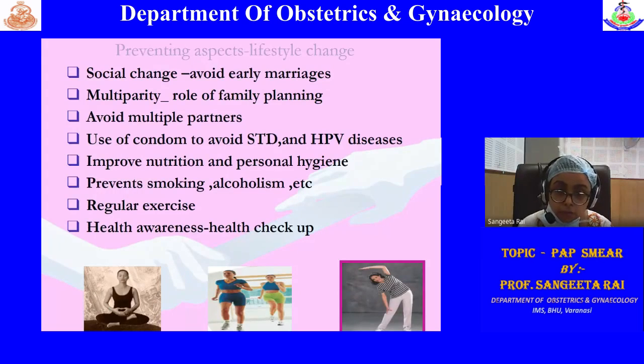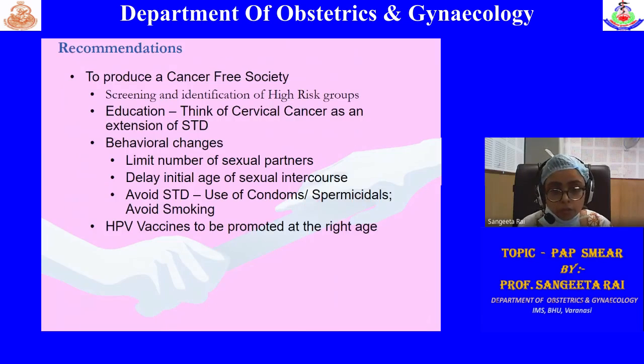But some of the things which can be modified are avoiding early marriages, multiparity, avoiding multiple partners, use of contraceptives to avoid STD and HPV diseases, improving the nutrition and personal hygiene of the patient, prevention of smoking, alcoholism, regular exercise, health awareness, and regular visits and health checkups. This is very much important as we have a very long way to manage this.